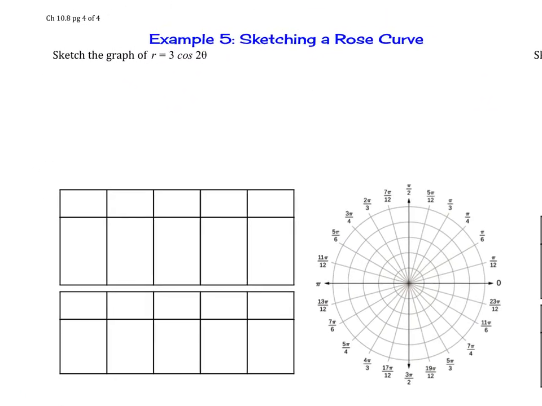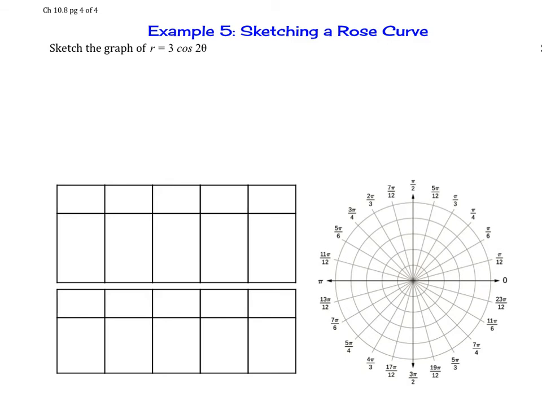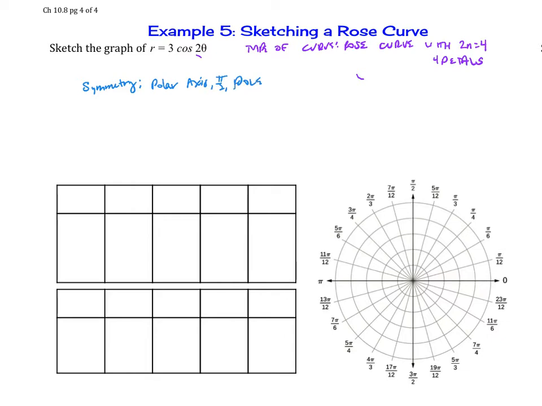So let's sketch a rose curve. Sketch the graph of r equals 3 cosine of 2 theta. First of all, the type of curve is a rose curve. Because it's a rose curve and it's even, we're looking at 2 times n, which is 4. So we're looking at a rose curve with 4 petals. The symmetry is going to happen in a couple places here. With 4 petals, and it's cosine, it's going to be symmetric with the polar axis, pi over 2, and at the pole. Again, that's looking at that it's cosine and that it's even.